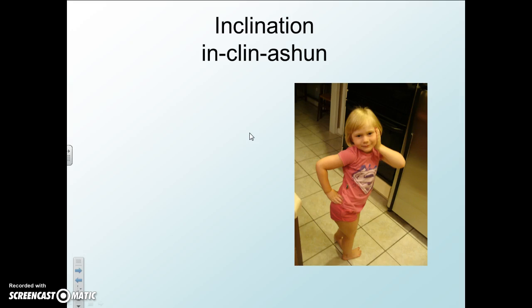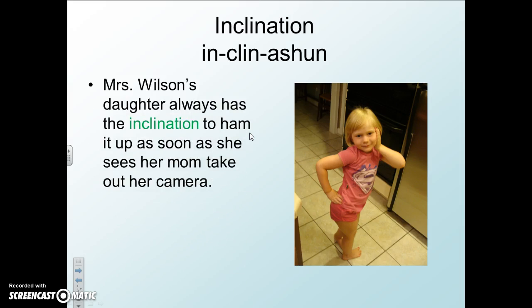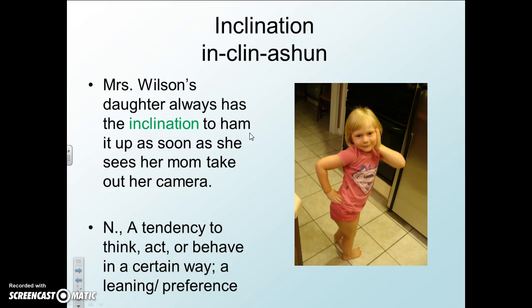Next, inclination. Take a look at Mrs. Wilson's cute little daughter there. Mrs. Wilson's daughter always has the inclination to ham it up as soon as she sees her mom take out her camera. So as you can see, this little girl has a tendency to do something. I know I have the inclination to wake up early, even on the weekends. It's just a tendency. I can't control it. So an inclination is a tendency to do something.